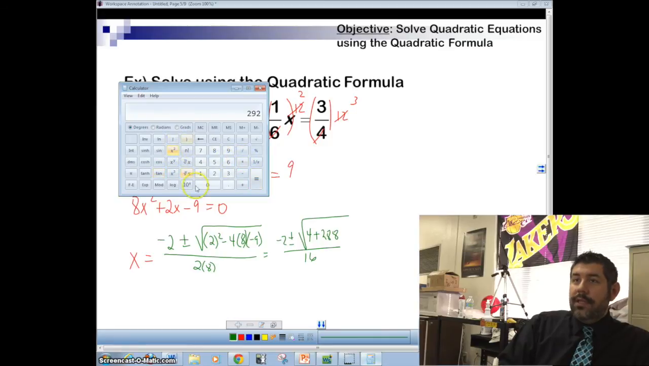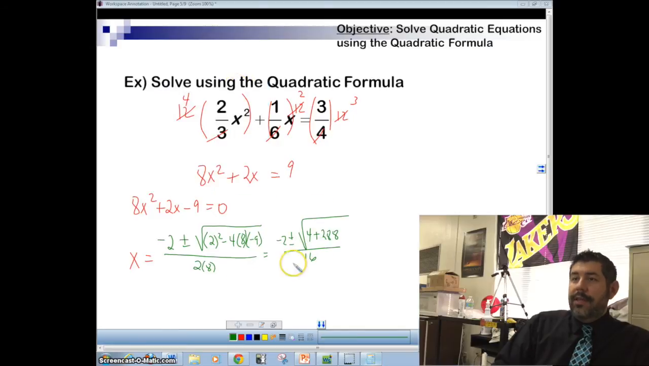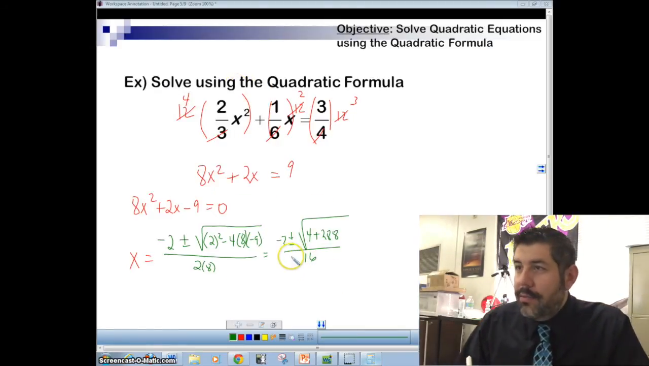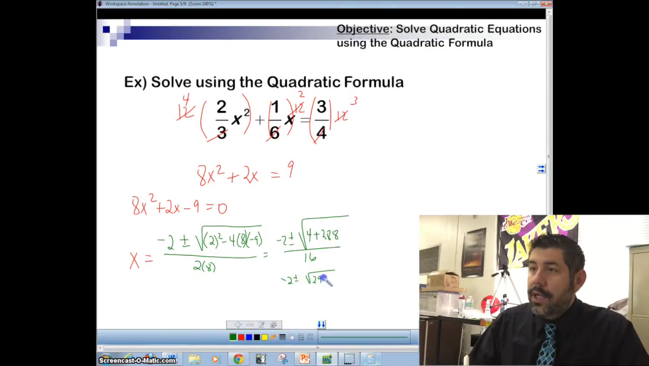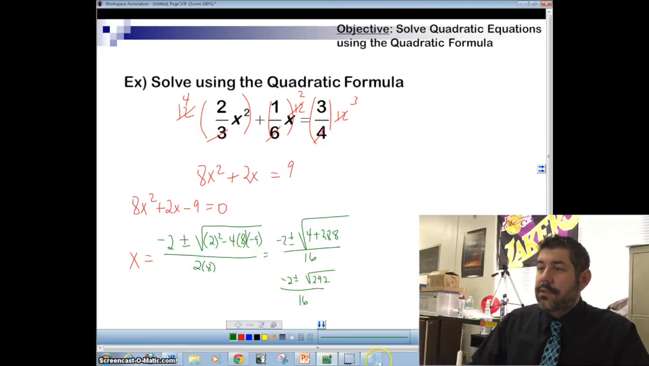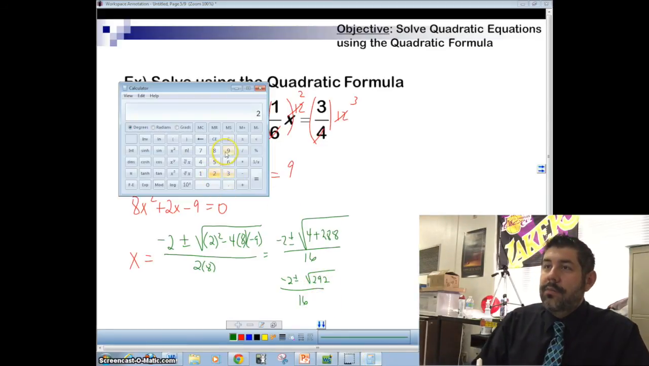I do not think that that has a square root. Let's see, do I have a square root here? It does not. So we would have to simplify that out, and in the sake of time here, I'm not going to go ahead and simplify that out. I'm going to leave it as negative 2 plus or minus the square root of 292 over 16. And I'm sure that this does simplify out somehow.